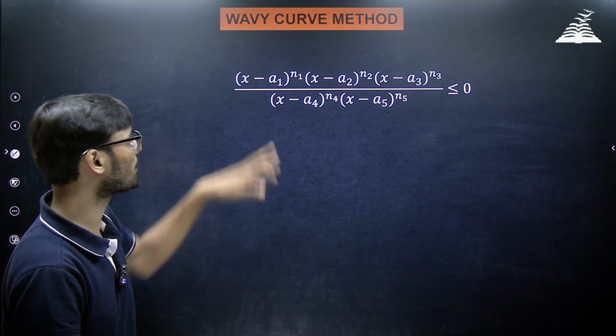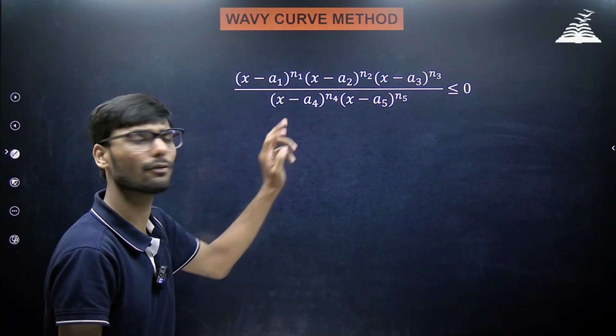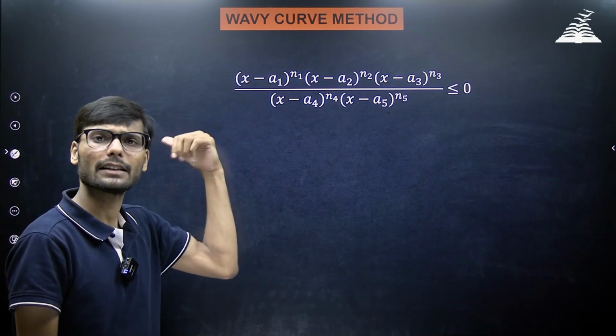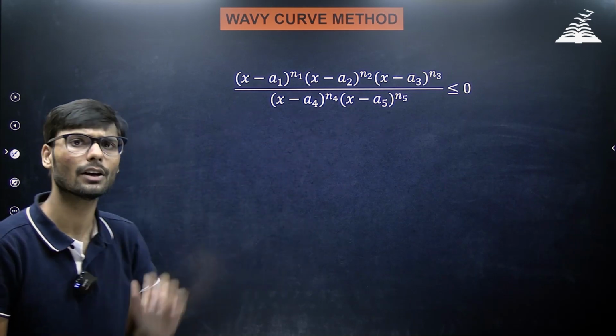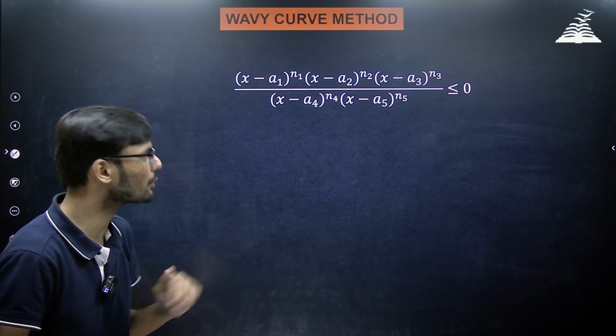We are dealing with 5 expressions: x minus a1, x minus a2, x minus a3, x minus a4 and x minus a5, right? So the coefficient of the highest degree of x is 1 in all of these. That's positive, so we don't have to make any adjustment here. We are good to proceed with this.